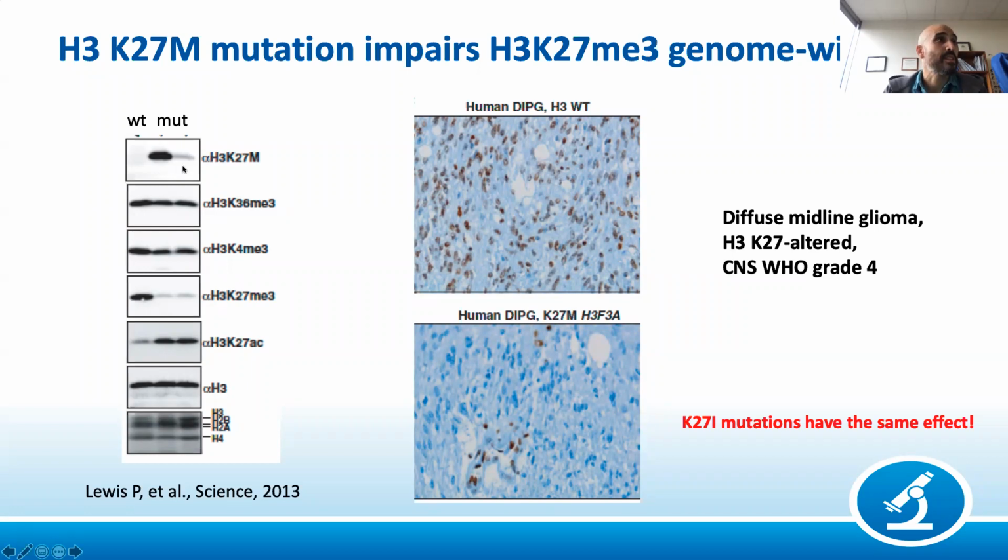And so what you end up seeing is a depletion of the K27 trimethyl mark, which is the repressive mark associated with PRC2. And you actually have an immunostain for that. What you see is a dramatic loss of staining in the tumor cell nuclei with retention of staining in non-tumor cell nuclei, sort of like what you would expect with an ATRX stain in an ATRX mutant tumor. Interestingly enough, very rarely there are K27I mutations in diffuse midline glioma, and those actually have the same effect. But above and beyond that, it's not entirely clear what this is doing.